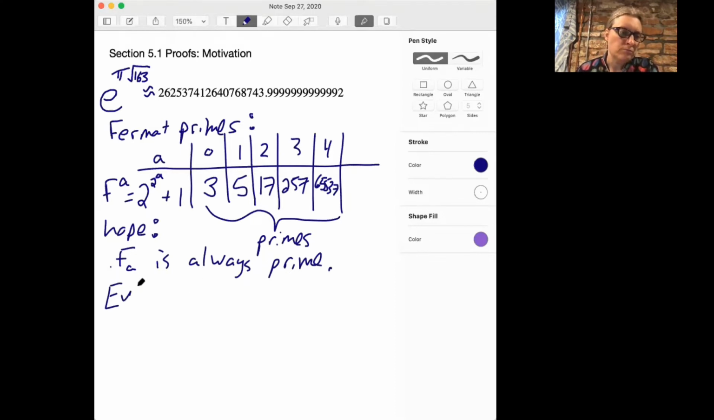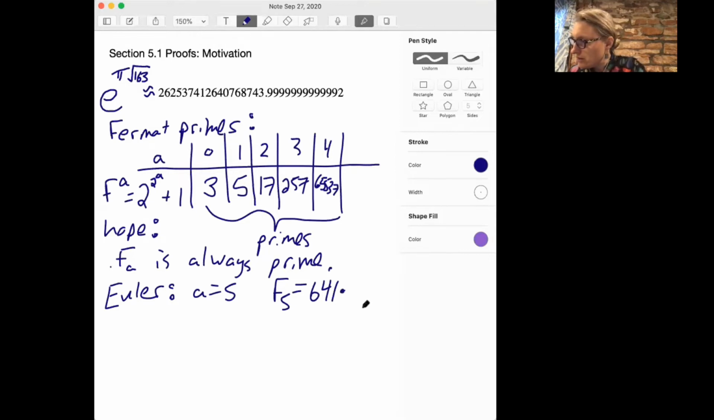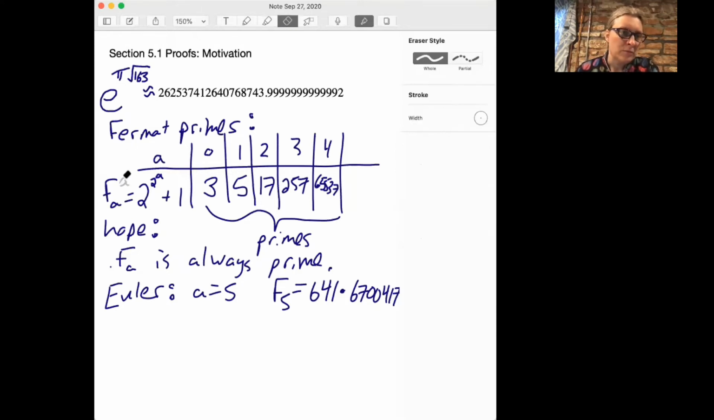So Euler, a while later, showed that when a is 5, then F_5 is some huge number, but what's important about it is that it factors as 641 times 6700417. And the important thing is that this number factors, and so it's not prime. And even to this day, people don't know whether there are any other primes that will show up as the number F_a for some a.